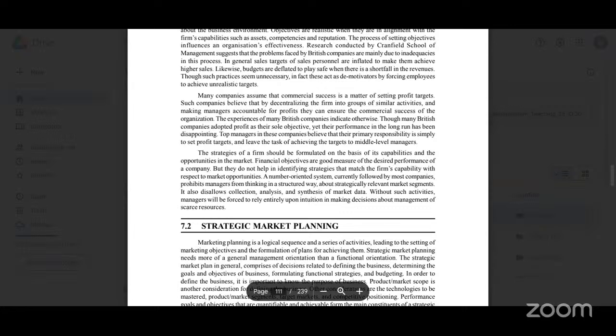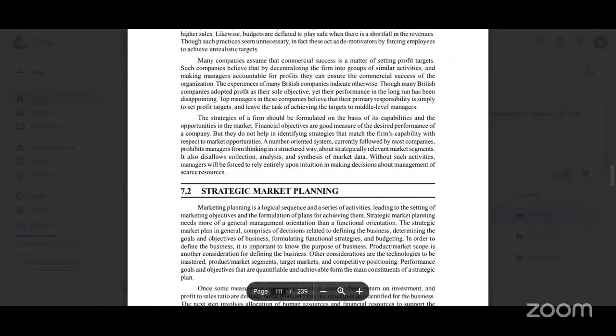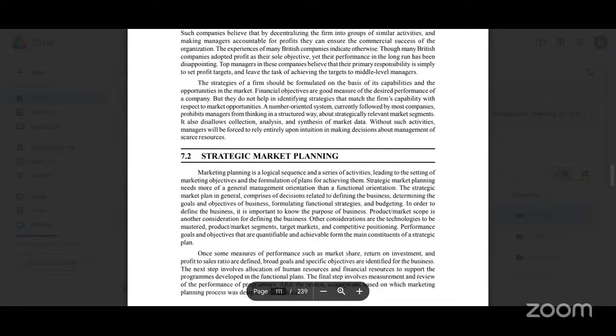Whereas the strategies of a firm should be formulated on the basis of its capabilities. What can it do? How is it different from its competitors? What is it offering of value to the customers? Is the product right for that particular segment of business? And what are the opportunities that are available in the market? So these are important considerations.